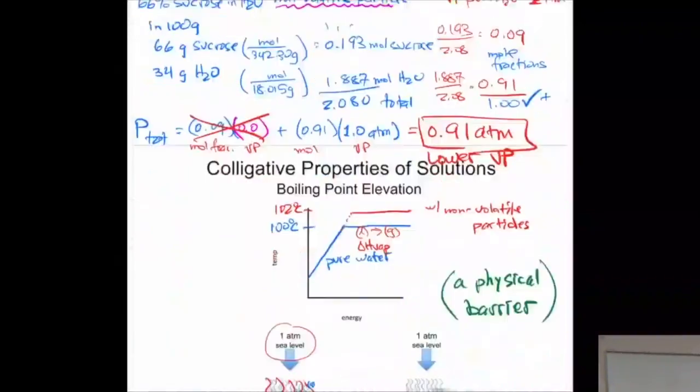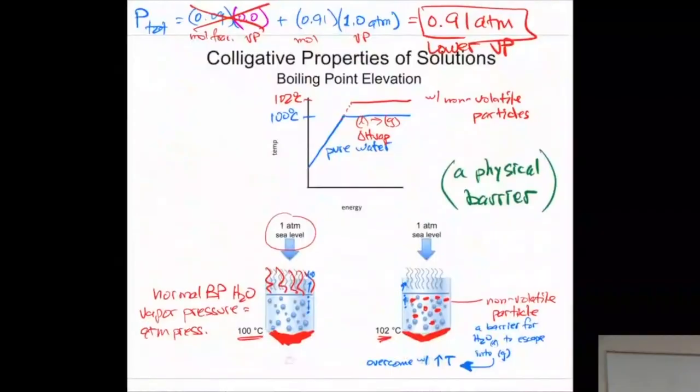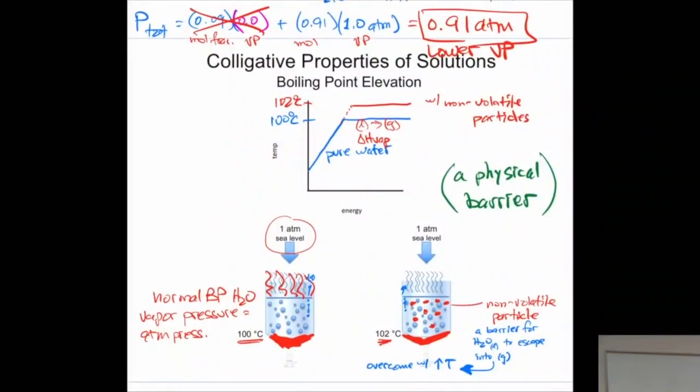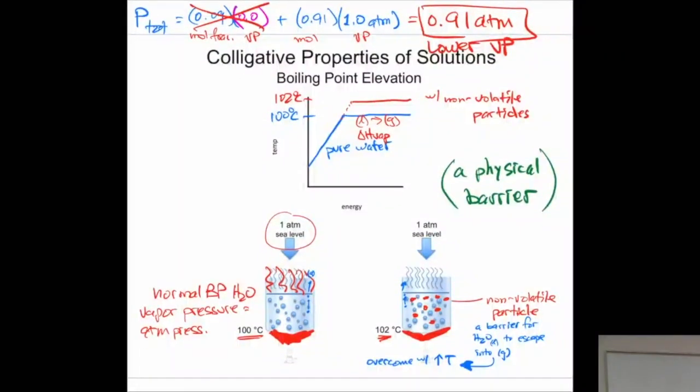But then we ended with just thinking about empirically why it is, or how it could be, that by adding non-volatile particles to a solution, you actually increase the boiling point. And the idea is just that you're making a physical barrier for those molecules to escape into the atmosphere.